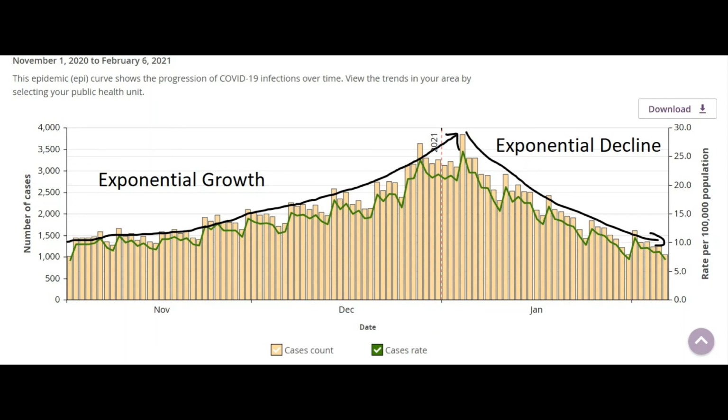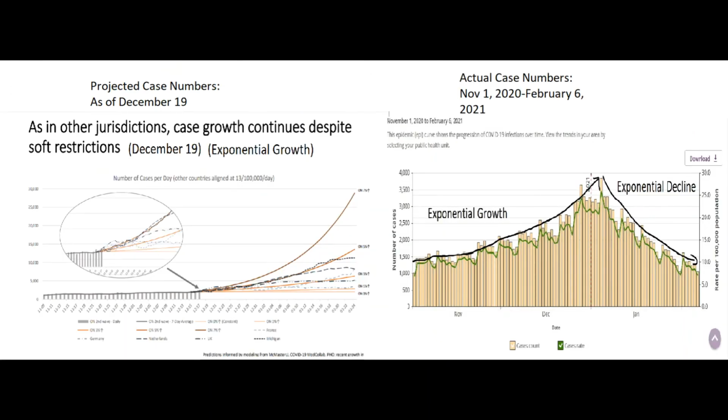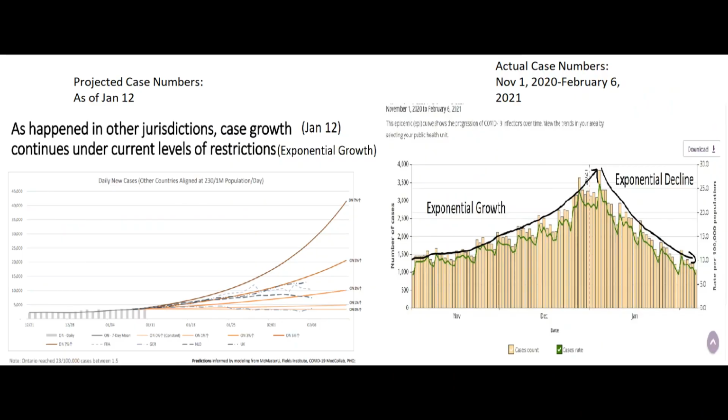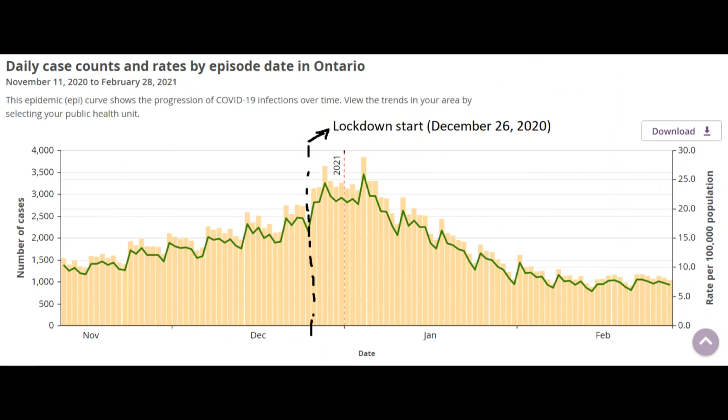Here is a comparison between December 19th projections and what actually happened. This defied even the experts' predictions, as on January the 12th, the Science Table released new projections which predicted that case numbers would continue to rise under the current restrictions at the time. Here is a graph of case numbers from the middle of November until the end of February. As you can see, the lockdown had a huge impact on cases, reducing our daily case number by around 75% between the period of early January and the end of February. To those who don't believe lockdowns work, the numbers don't lie.